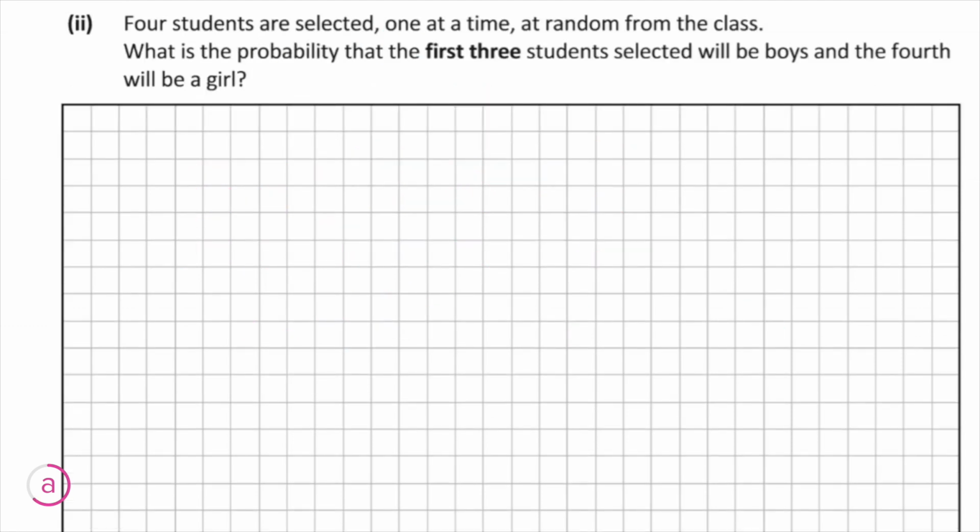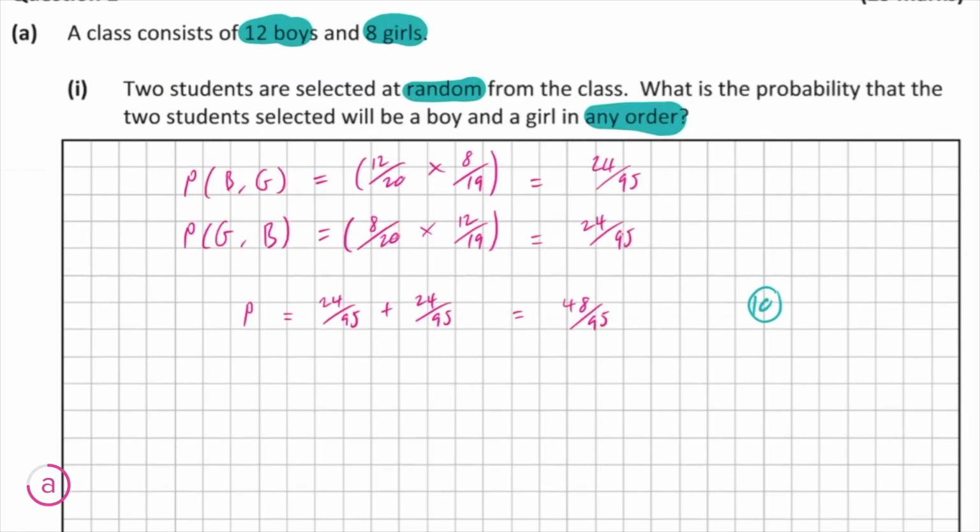Next we're told that 4 students are selected one at a time at random from the class. What is the probability that the first 3 selected will be boys and the 4th will be a girl? This is once again just a straightforward permutation. The probability that the first student selected is a boy, which we're just going to call 1B, is equal to 12 over 20.